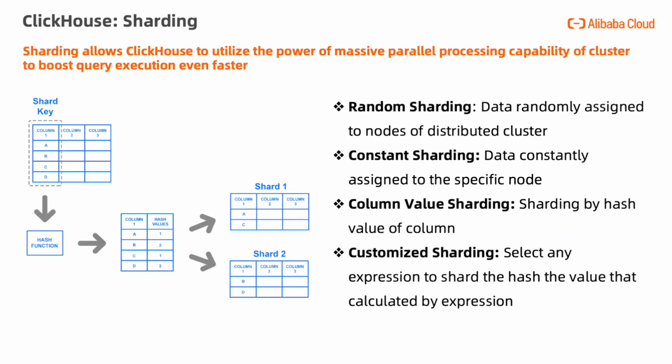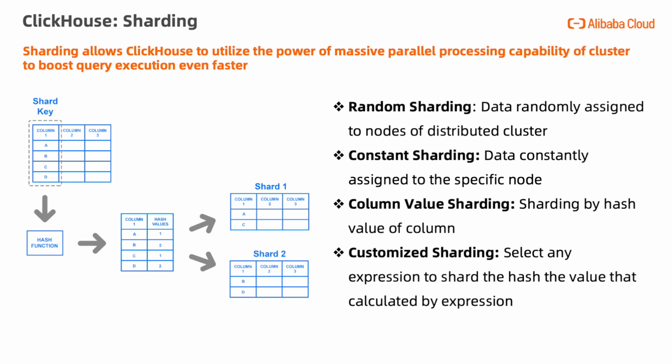And for ClickHouse usage scenarios, it's mainly about large-scale data storage and query. To improve the performance of data processing, it supports flexible sharding strategies to utilize the massively parallel processing capability of the cluster to boost query execution even faster. So here we categorize the sharding strategies into 4 kinds to help you better understand.